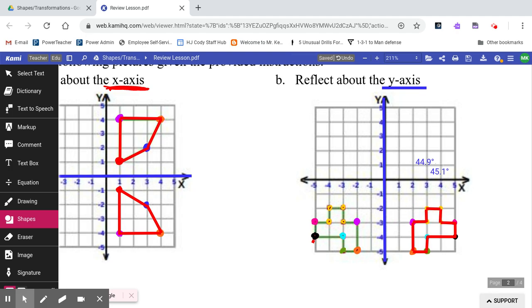And you'll notice we still have the same shape. It's just been mirrored over. It's like folded to the other side of the y-axis. Awesome. Hopefully you remember doing reflections.